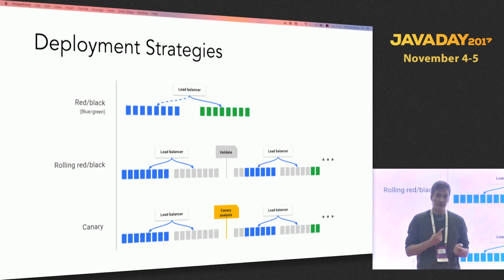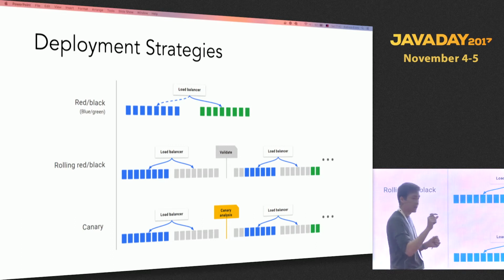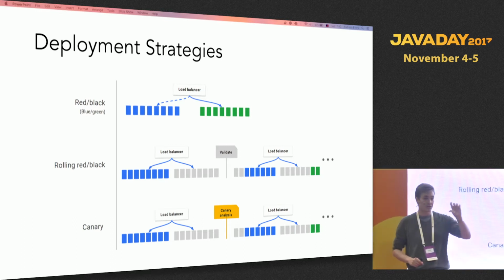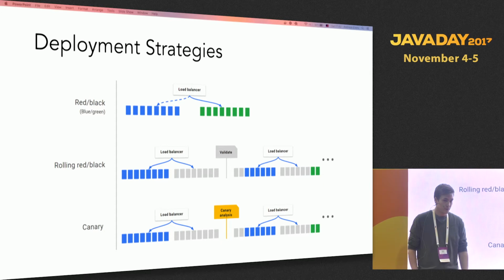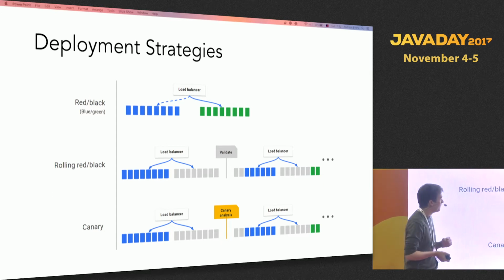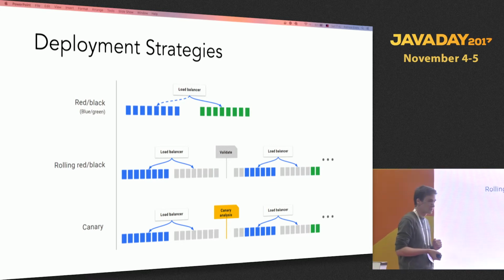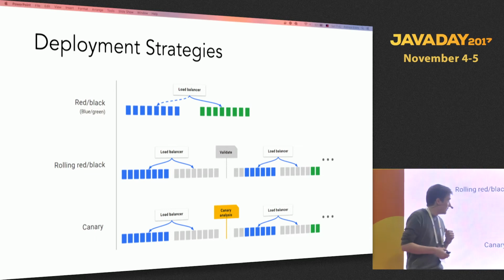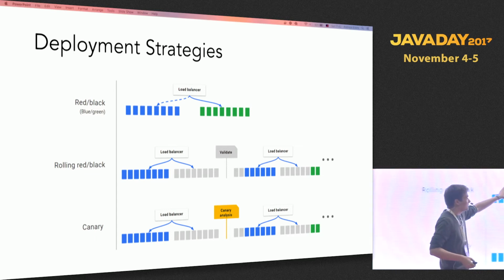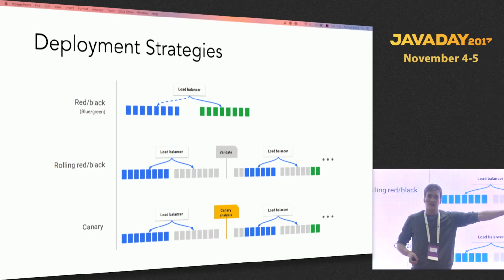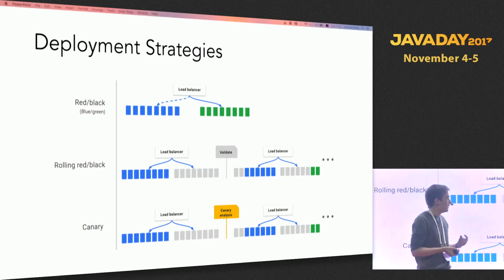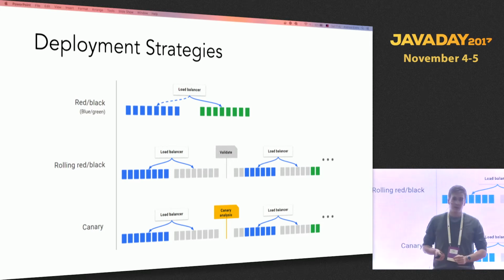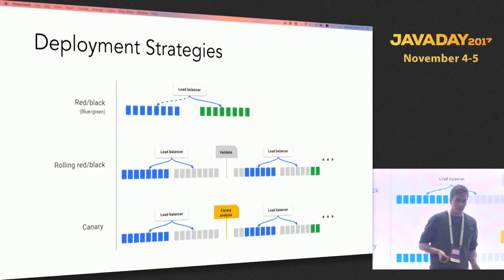Okay, and the big benefit here is that you can switch back whenever you want. It's just a question of a toggle. So that's a really useful approach. But we can go one step further, and that's called rolling blue-green or rolling red-black. As you can see here, the load balancer is still used to switch over traffic, but you're not going to do it all at once, and you're going to have some kind of validation phase in between.